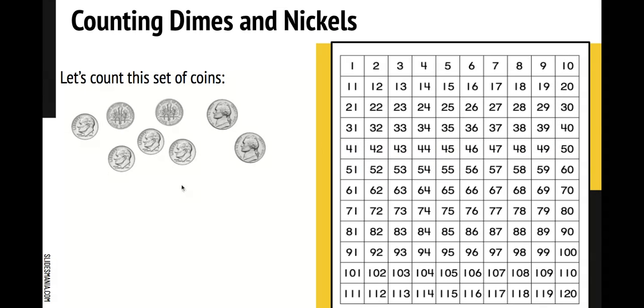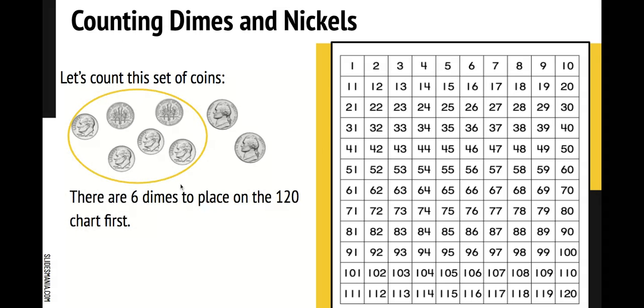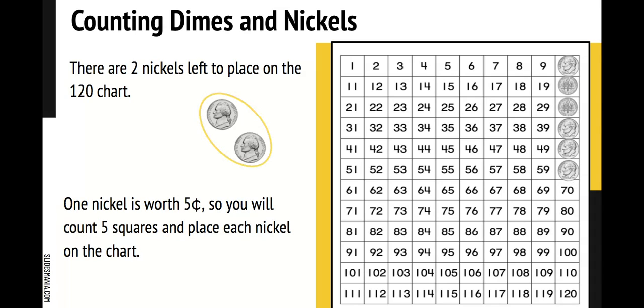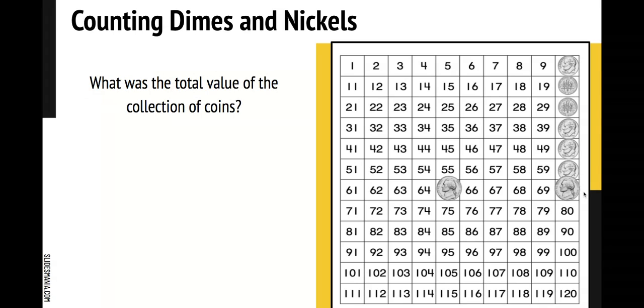Let's do this guy. So I see that I have 6 dimes to place, so we'll go ahead and place them here. So far we have a value of 60 cents because it went right down the column into 60. Now let's add our 2 nickels. So we have 10, 20, 30, 40, 50, 60, 65 and 70. So the total value of these coins is 70 cents.